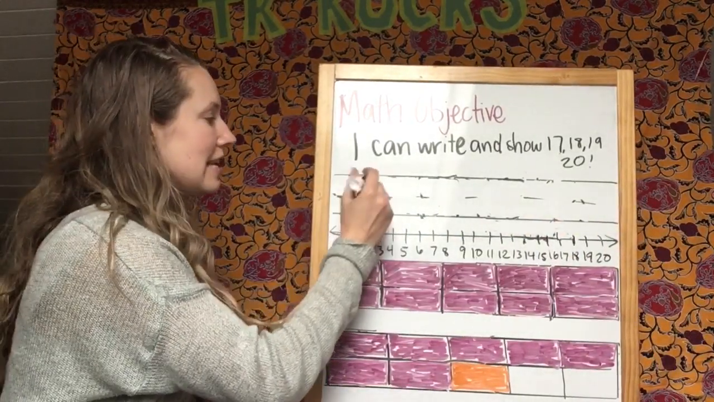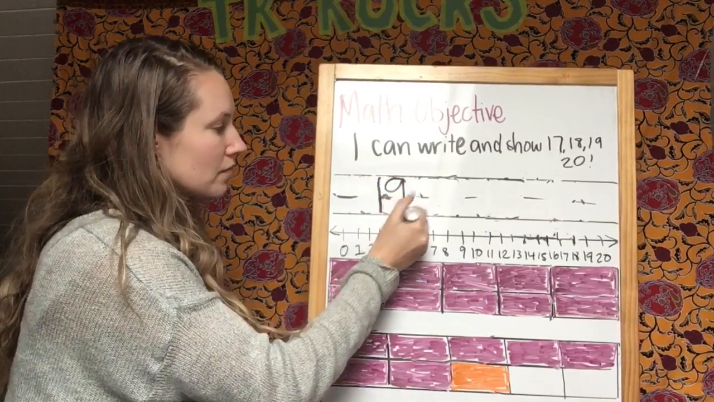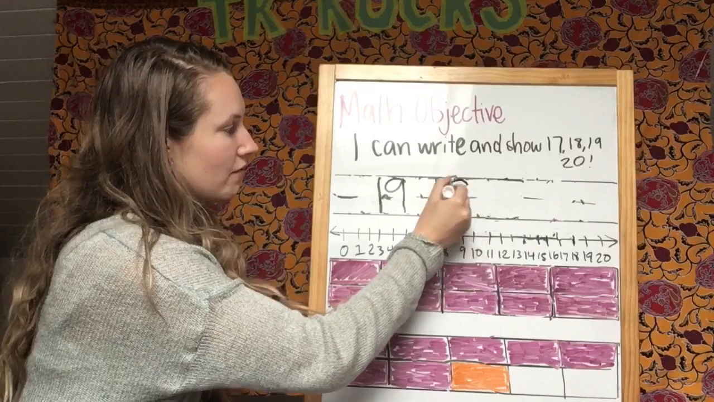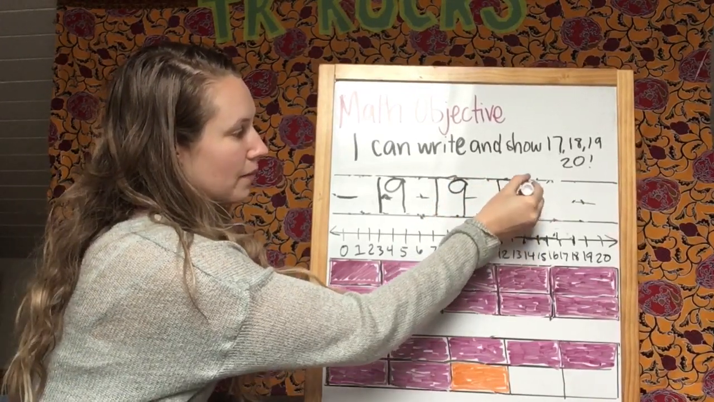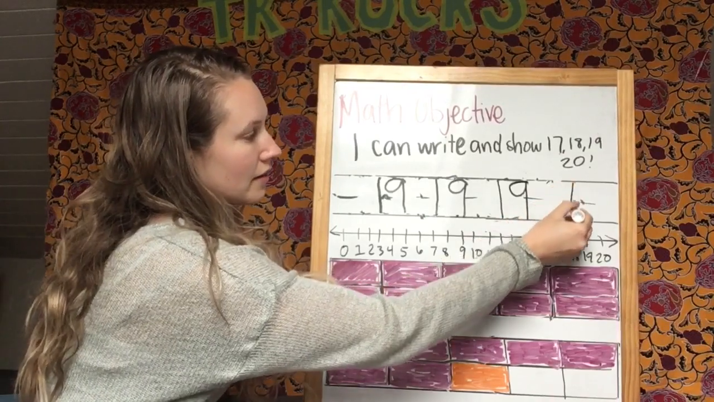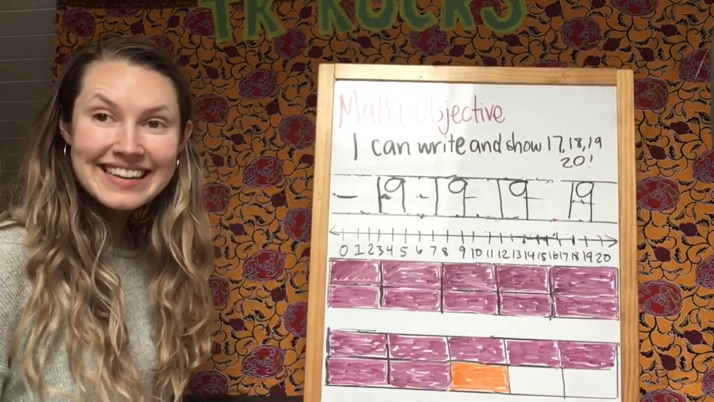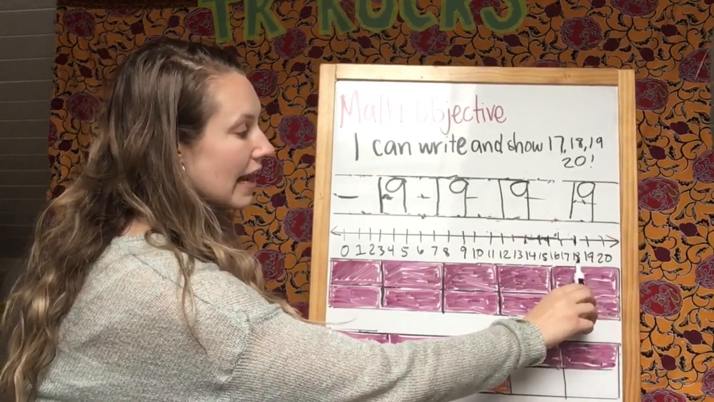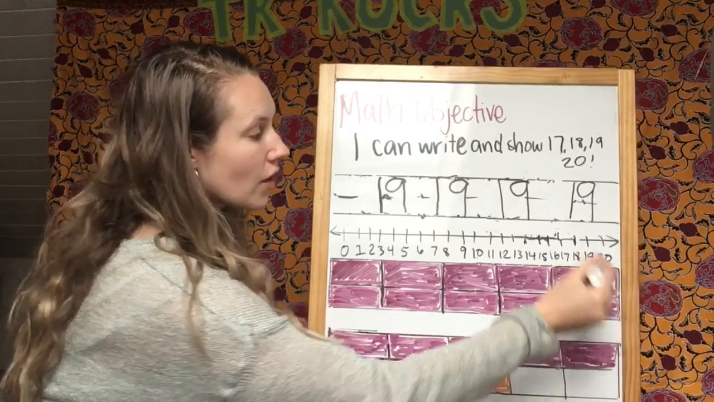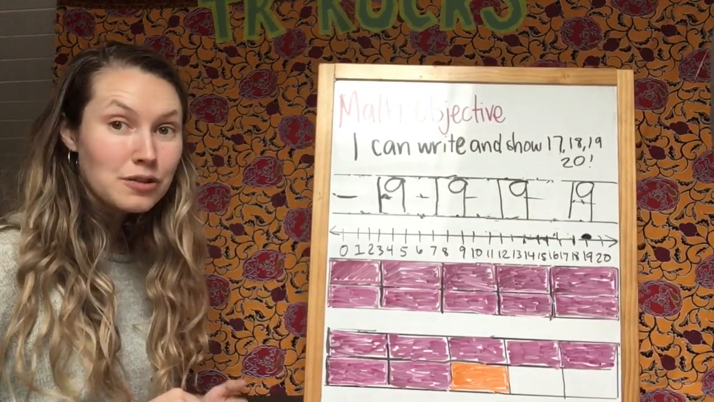So with our 19, we have a 1 and a 9. I'm making sure to leave finger space between my numbers, going all the way from the top of the line down. 19. Now let's find 19 on our number line. So last we were looking at 18. If we move 1 over, we find 19. Getting really close to 20.